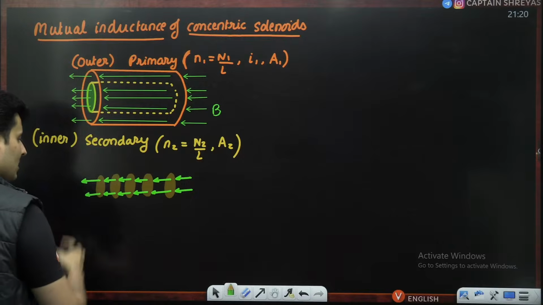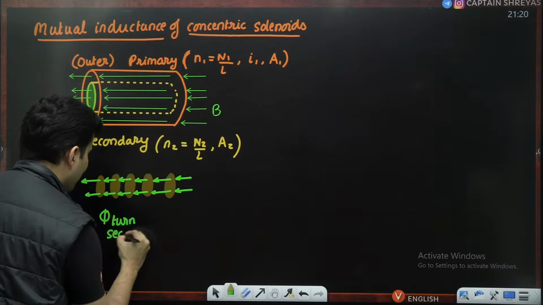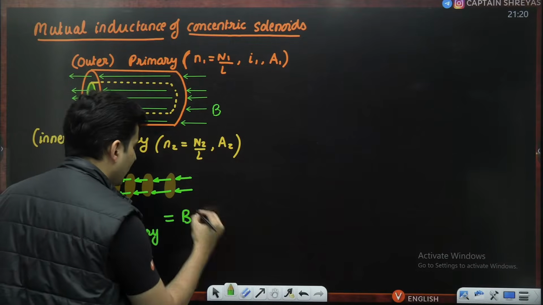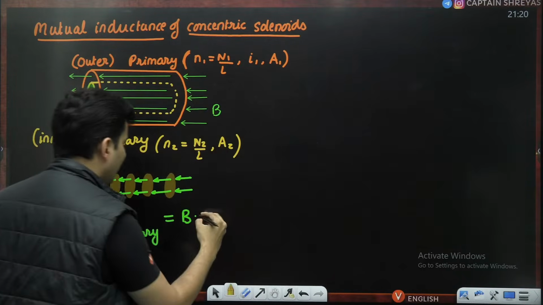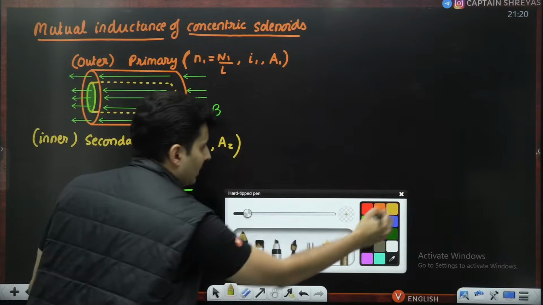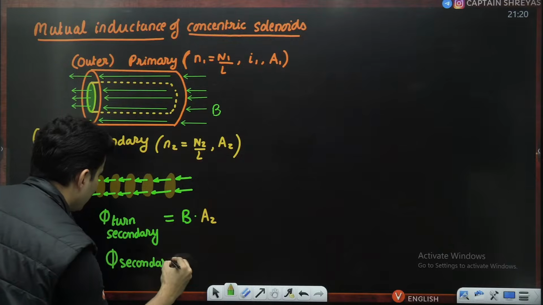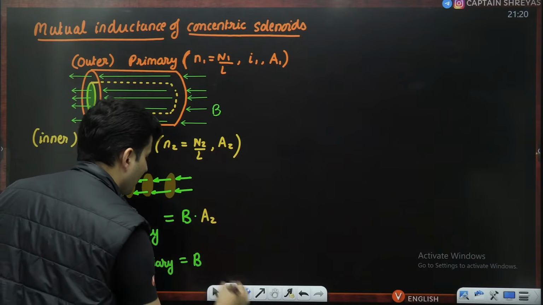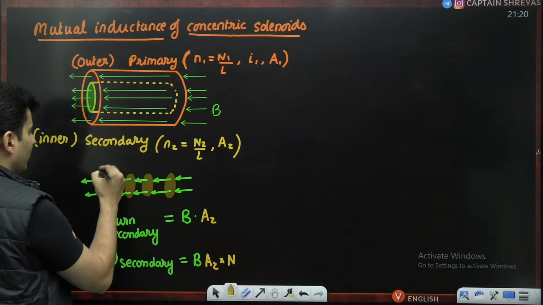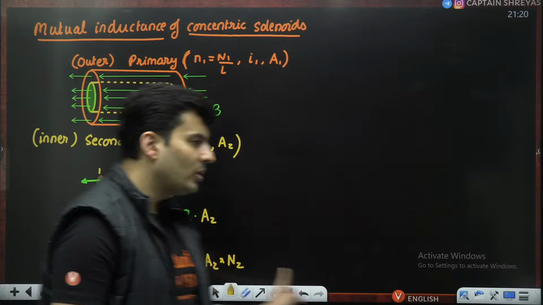N number of times. So the flux through each turn of the secondary coil is field into the area, but the area will be of the secondary coil, so A2. This is all secondary turns, B into A2. But let's say I'm interested in the total flux in the complete secondary. So it will be B into A2, but there are N such turns, 1, 2, N2. So N2 will come over here: B, A2, N2.